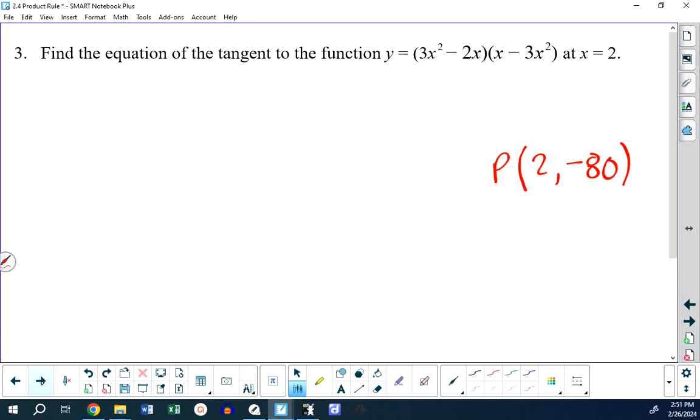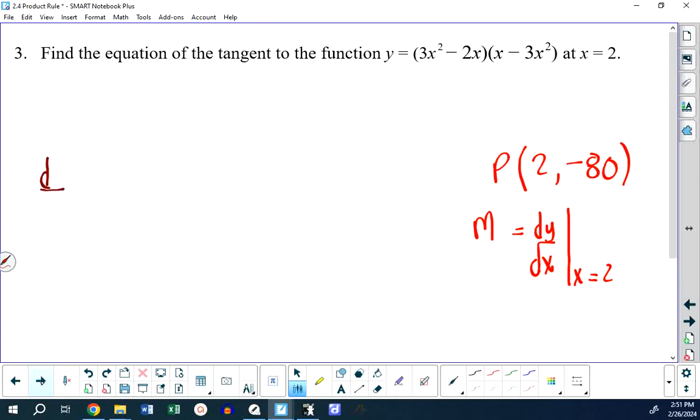Okay. We also need to know the slope. What's the slope equal to? The slope will be equal to the derivative of the function at x equals 2. That's how we communicate at x equals 2, and I think I've shown you that before. So we need the derivative.